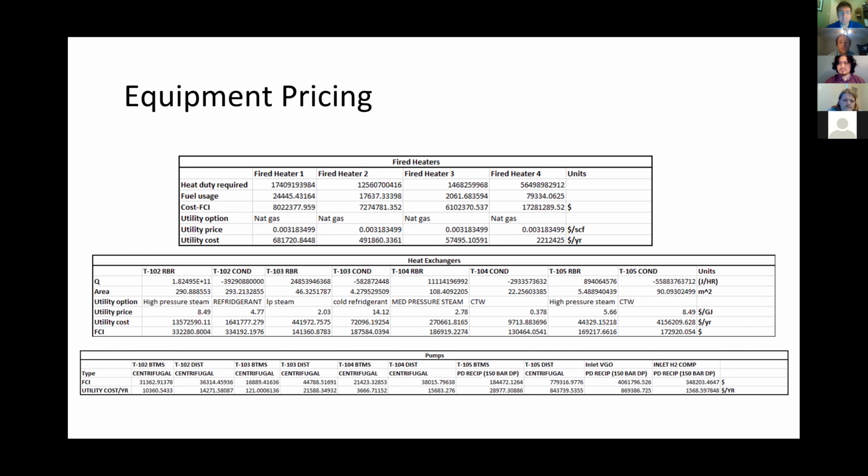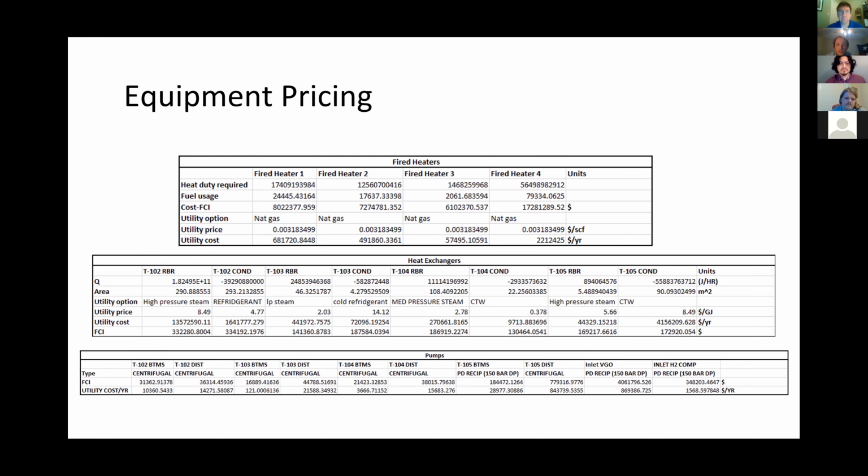When we were doing our optimizations for the towers, we found out that the temperatures were varying greatly, and they were causing our final NPV to vary greatly as well. So we decided to put a couple fired heaters in front of each tower to get them to level out. And we'll talk more about that in later slides. But here's our fired heater prices and the FCI and the utility cost. And fired heater number 4 was the most expensive fired heater for us.